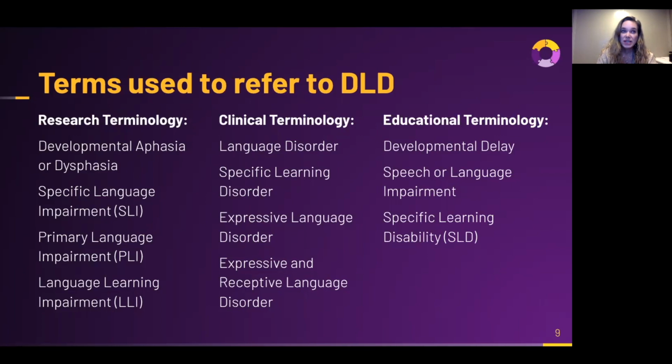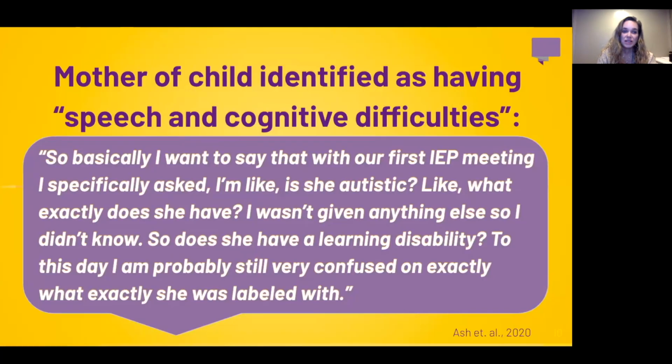As you will see in our modules, this will allow us to better serve individuals with DLD and their families. It is important that we have a unified term. Look at this quote from a mother of a child identified as having speech and cognitive difficulties.